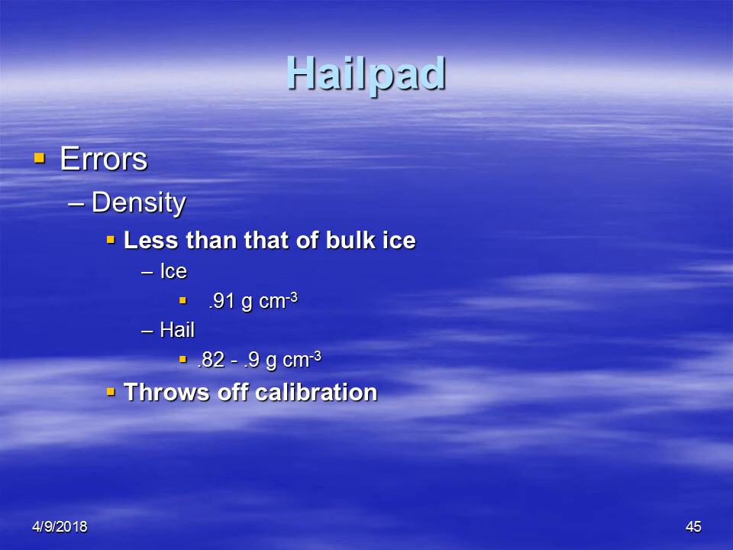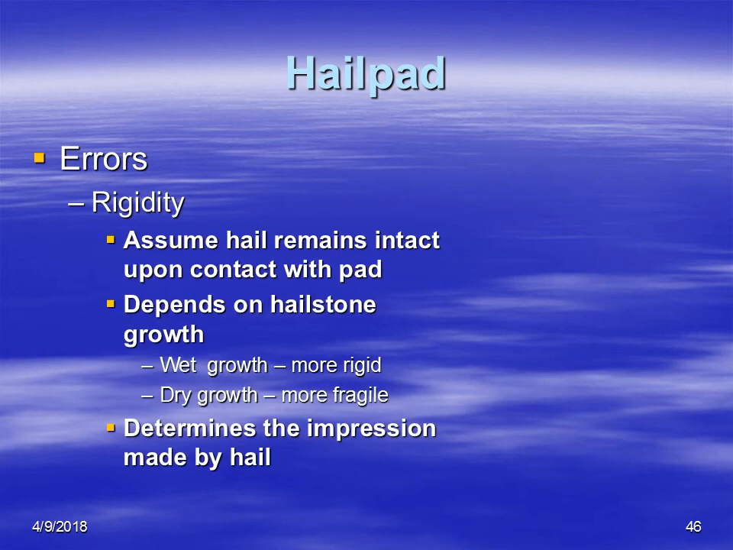Other errors involve density. Now remember that the density of pure ice is 0.91 grams per cubic centimeter, but hail isn't necessarily pure ice. As it goes through the cloud, it will be growing in a dry growth region where it rimes mostly, and then it might pick up a little bit of water. So that kind of throws off the calibration also.